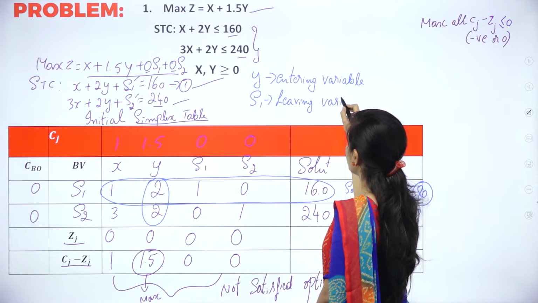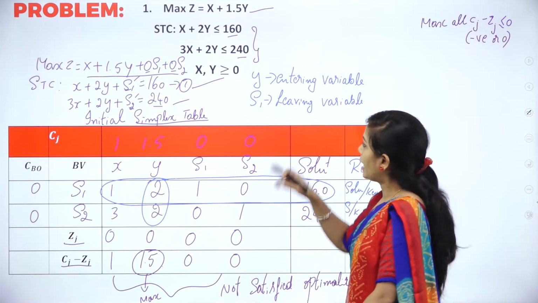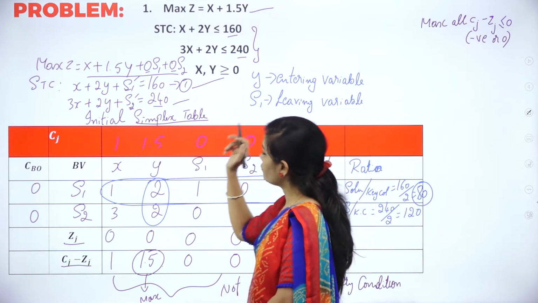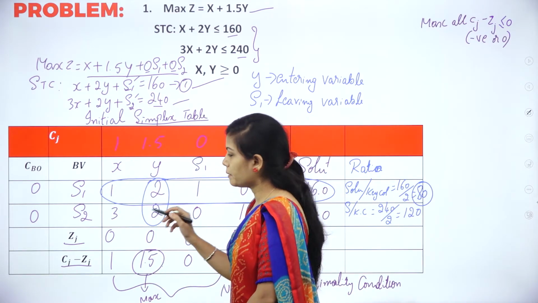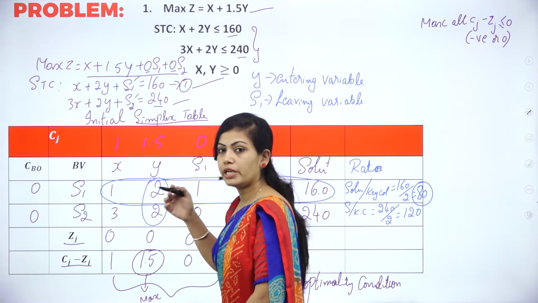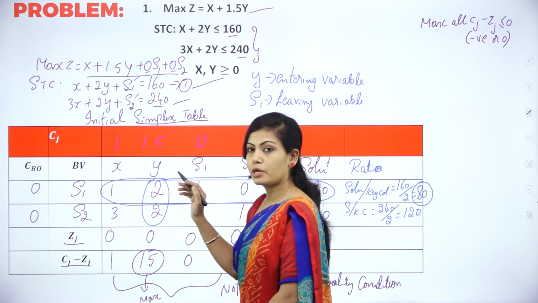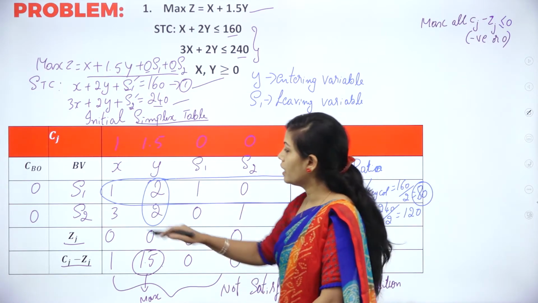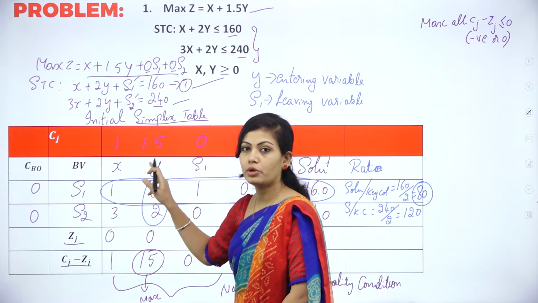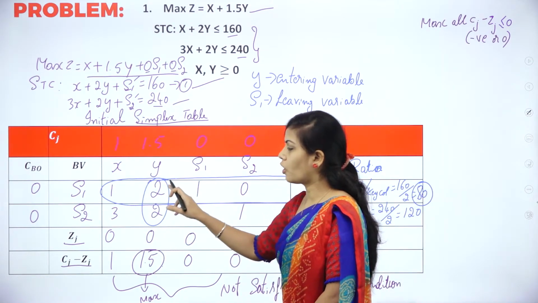The leaving variable is S1. The leaving variable is also called the outgoing variable, and the entering variable is also called the incoming variable. So, now the leaving variable is S1. I will delete this S1, and in the next iteration, in place of S1, I will write Y because Y is my entering variable. So now we got to know about the key column and also the key row.